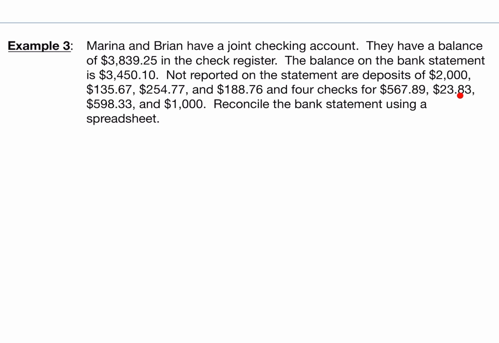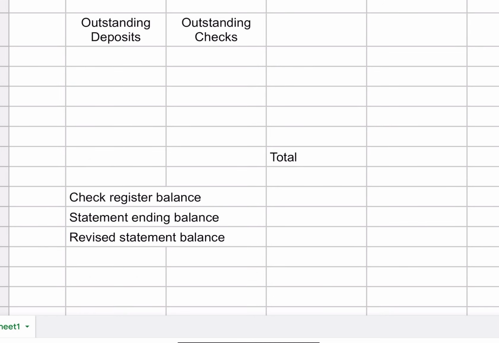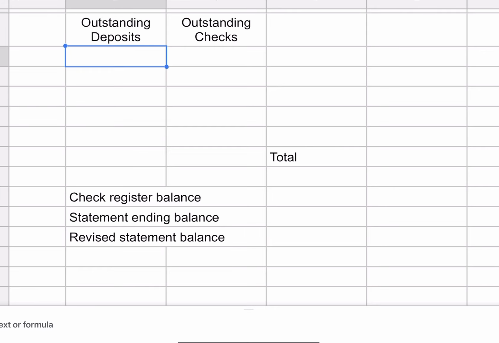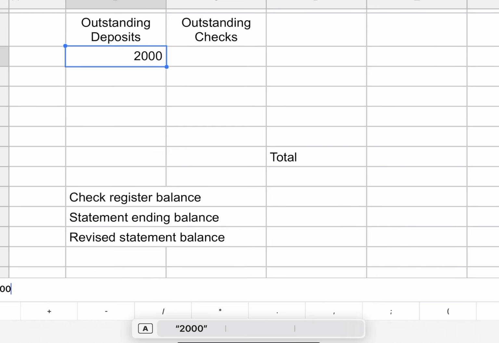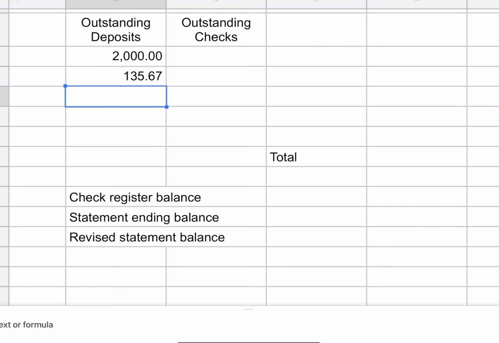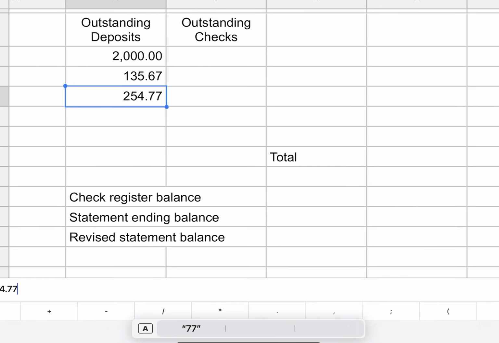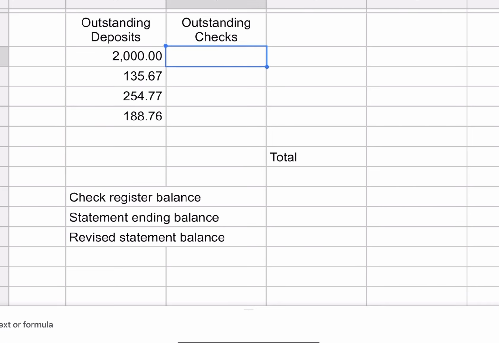$567.89, $23.83, $598.33, and $1,000. Okay, so we are going to reconcile the bank statement using a spreadsheet. So let's go ahead and note those amounts. Okay, so we're going to go to the spreadsheet here, and we have a column for outstanding deposits and outstanding checks. So we're going to go ahead and put in those amounts. Okay, so our outstanding deposits were $2,000, $135.67, $254.77, and $188.76.